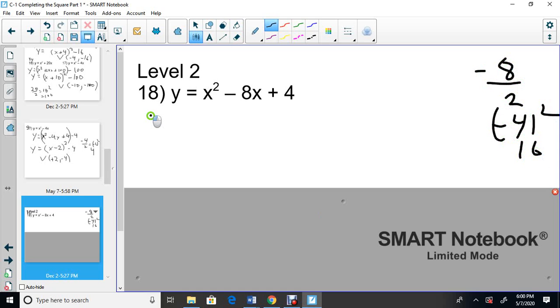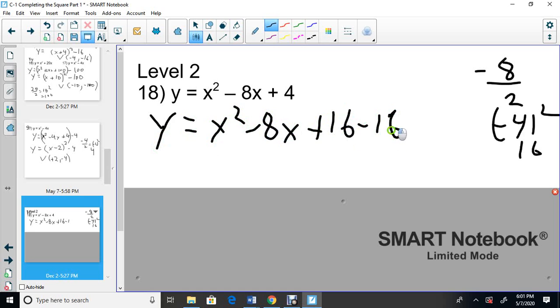Now it depends where. So y equals x squared minus 8x. Right after the 8x, we're going to add 16, subtract 16, and we're going to put a plus 4 there. So again, we're going to add and subtract. We take 8 divided by 2, which is 4, square it, 16. Always put the positive first. Plus 16 minus 16. Okay, now we're going to put a bracket around what's the perfect square.